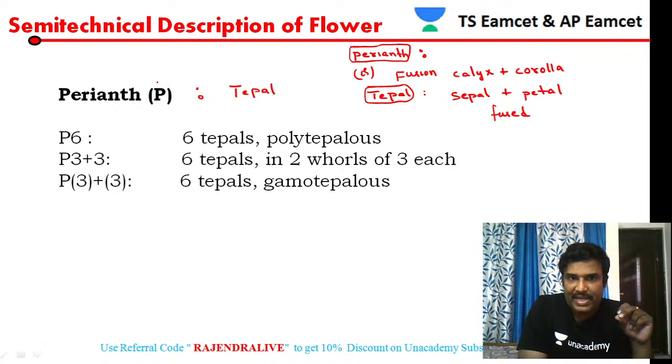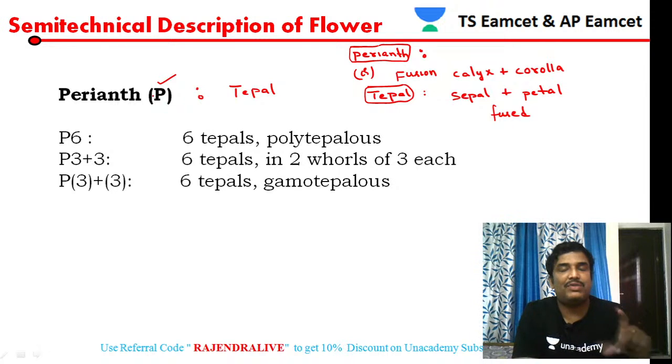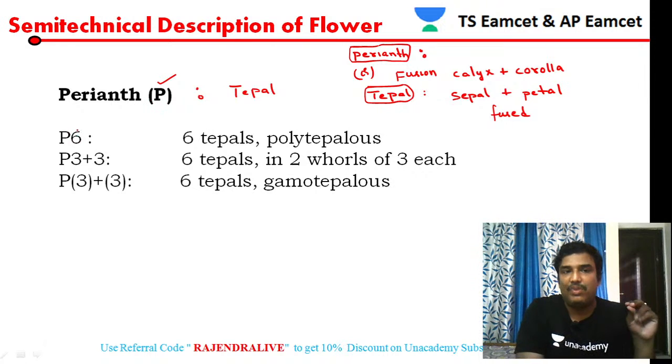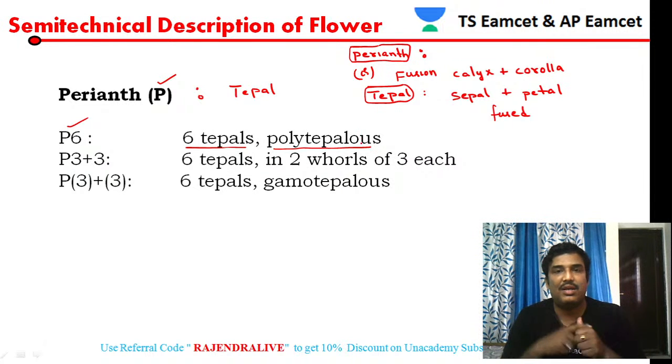Perianth is represented by the alphabet P. P is the alphabet used to represent the perianth. So P6, you can see P6. P6 means it has 6 tepals. 6 tepals are present, and such a condition is called polytepalous.